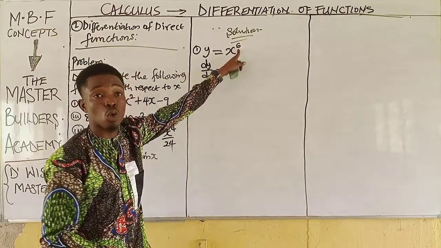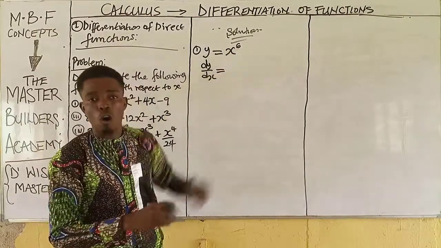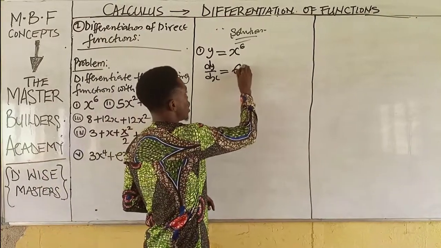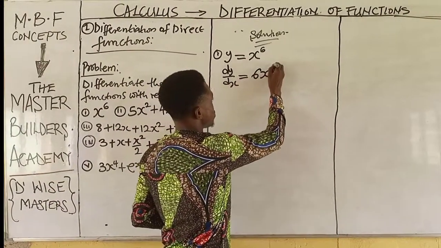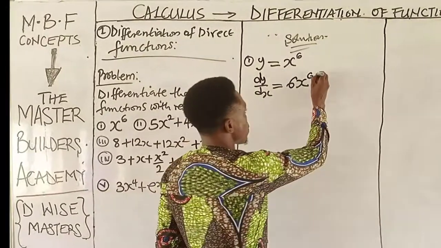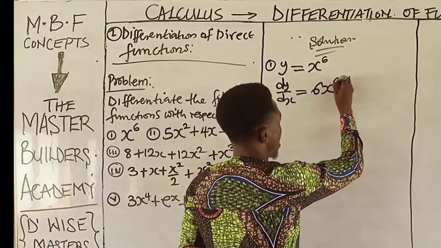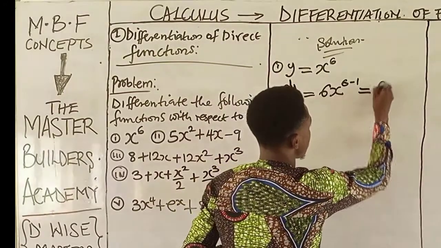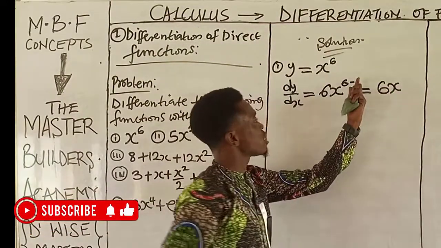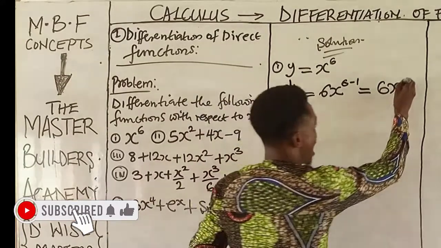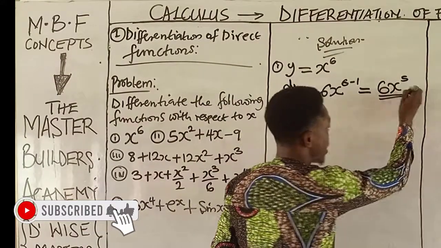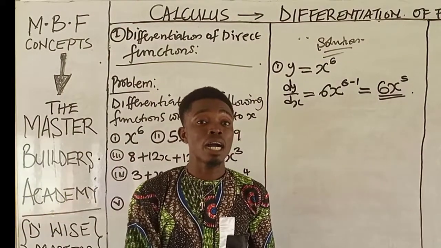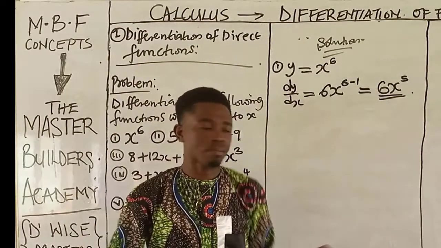All you need to do is to locate the power of x. Here, the power of x is 6. So pull down 6, repeat the base, which is x, put down the power, then all you simply do is to reduce the power by 1. That's all. And finally, this will have given us 6x. When you reduce 6 by 1, you have 5. This is the answer to this question. Bring down the power and reduce the power by 1.